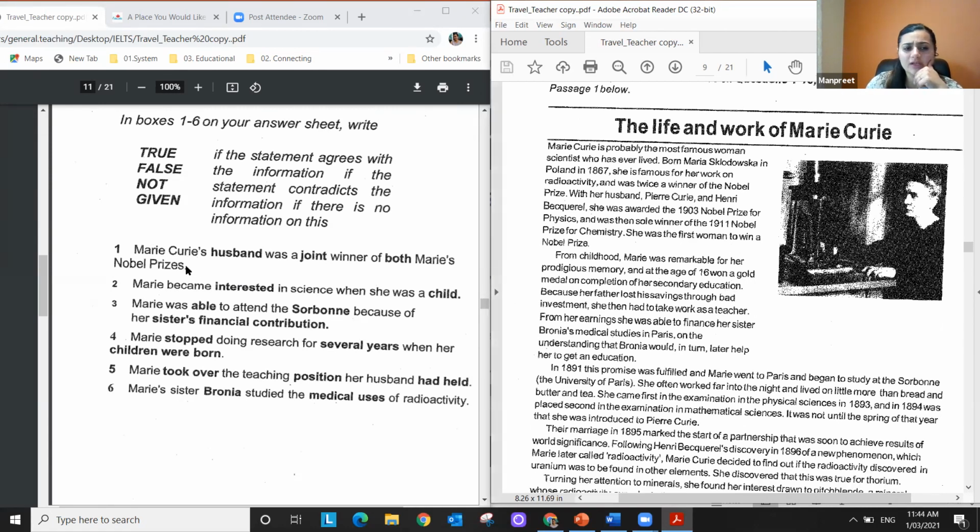Okay. So we've done number one already. So number one is Marie Curie's husband was a joint winner of both Marie's Nobel Prizes. And the answer for this one was? False. Yeah, the answer for this one was false. And it's in pretty much the first paragraph if you still want to know the location.